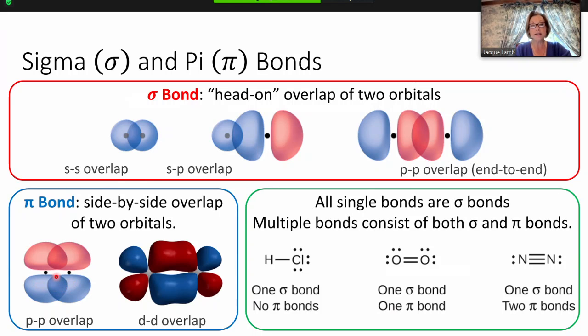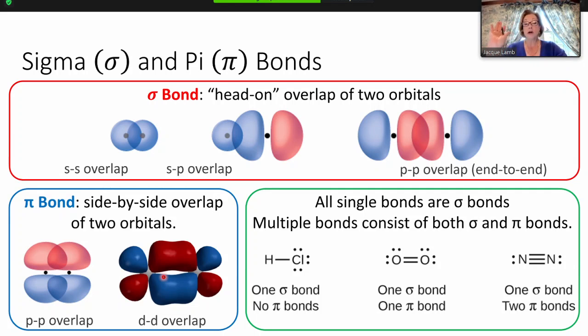And that side-to-side overlap we will define as pi bonding. That's when the overlap occurs above or below, or in the case of the z-axis p orbitals, it would be in front or behind the axis of the nuclei. Next to that, you can see a D overlap. Remember that the D is a four-lobe structure, so you have those four lobes, and you can see the two D orbitals overlapping. Again, it is not on the axis of the nuclei, so that's a pi bond.